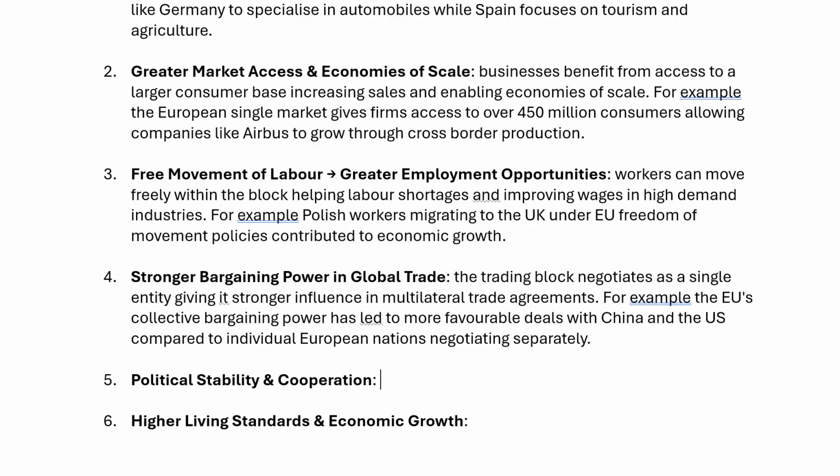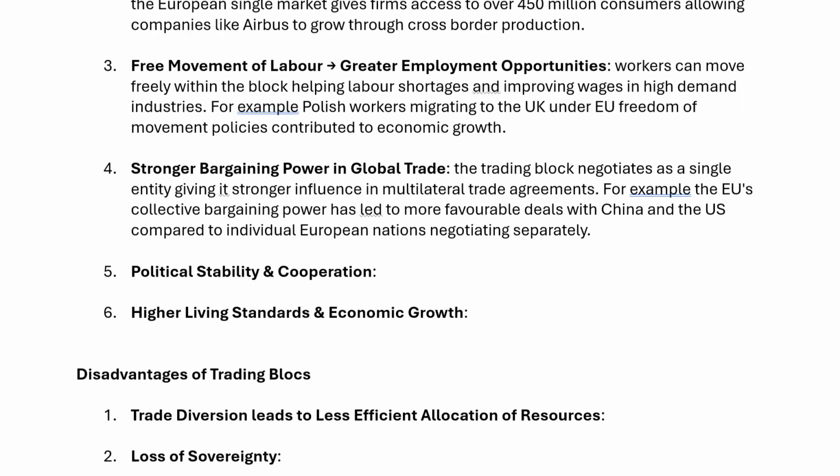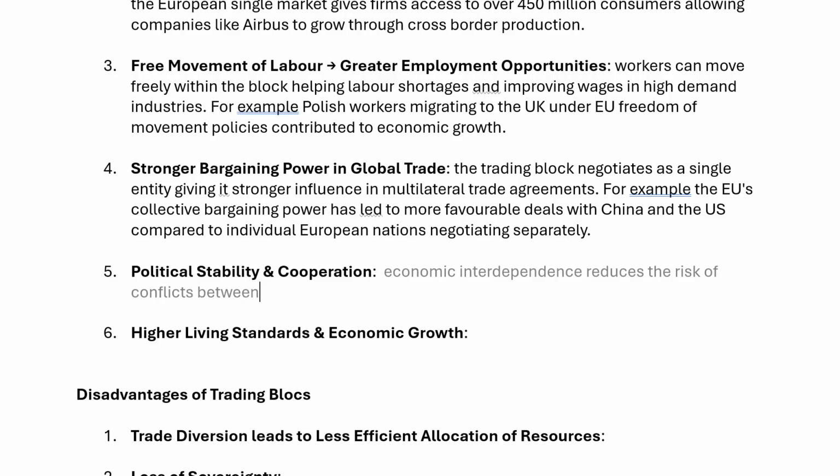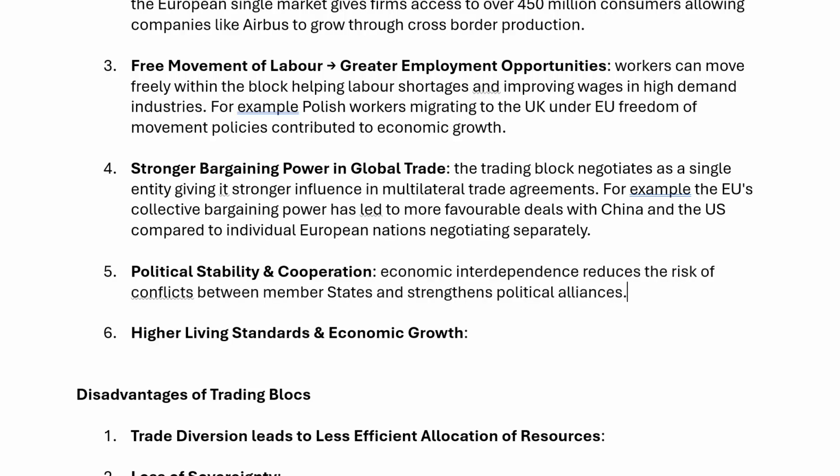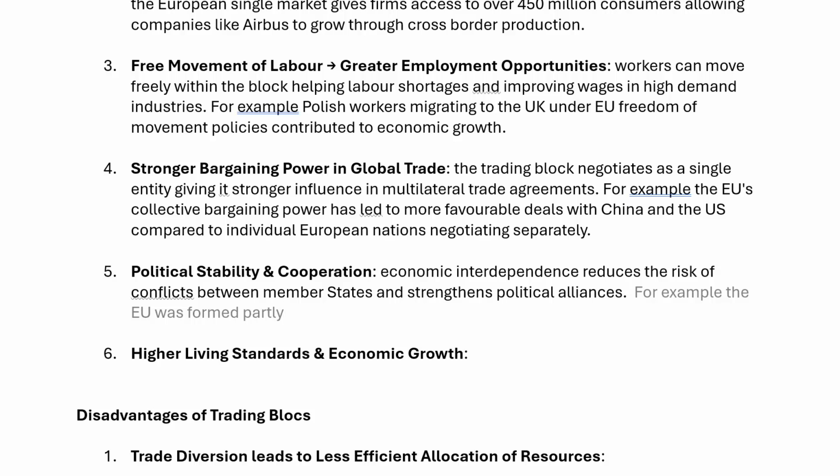The fifth benefit I've got listed here is that it leads to political stability and cooperation. Economic interdependence reduces the risk of conflicts between member states and strengthens political alliances. For example, the EU was formed partly to foster peace among European nations post World War II, contributing to decades of stability.